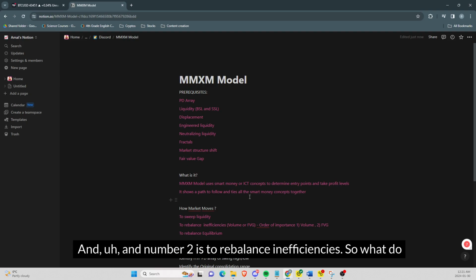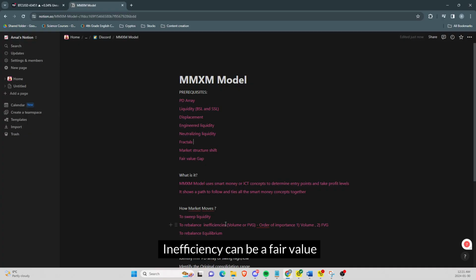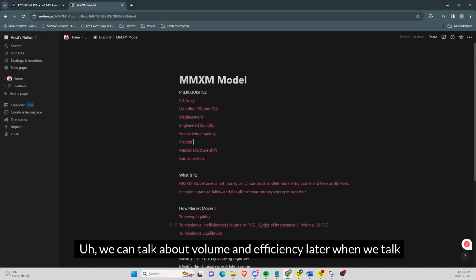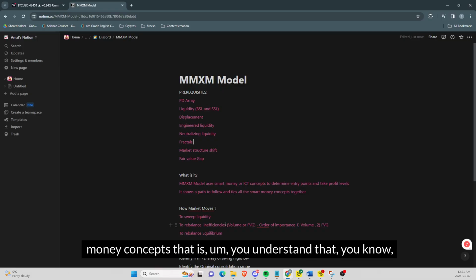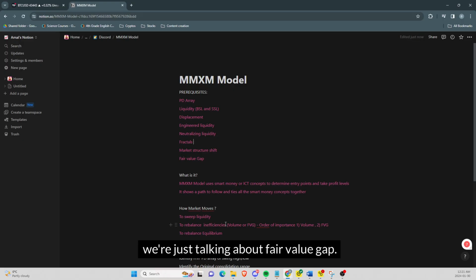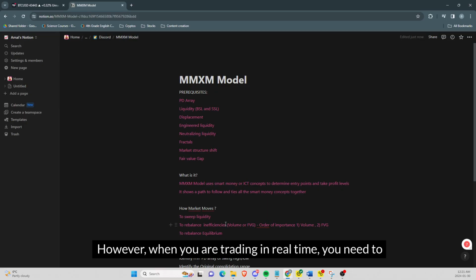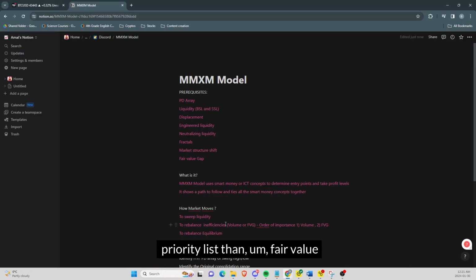And number two is to rebalance inefficiencies. So what do I mean by inefficiencies? Inefficiency can be a fair value gap, or it could be a volume inefficiency. We can talk about volume inefficiency later when we talk about volume trading, but right now just focus on smart money concepts, so you understand that we're just talking about fair value gap. However, when you're trading in real time, you need to understand that volume inefficiency is on a higher priority list than fair value gap when it comes to inefficiencies.